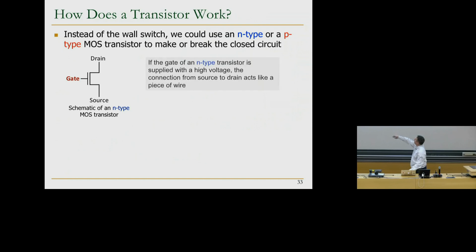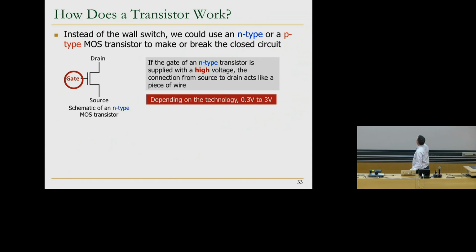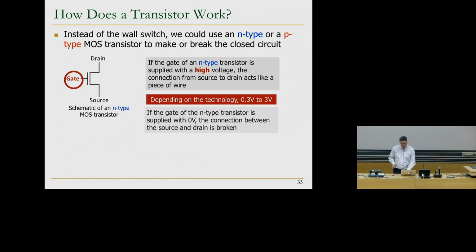Here is the gate. This is the thing that controls everything. So if the gate of an N-type transistor is supplied with a high voltage, then the connection between drain and source is closed, so there is a current flowing. Now, let's not go too much into the detail. Depending on whatever technology we are using, this voltage could be something between 0.3, 0.5 to 50 volts. Most commonly these days in modern transistors, you use something around 1.2 volts. But let's just keep it easy in the examples. Why not? Let's use 3 volts.